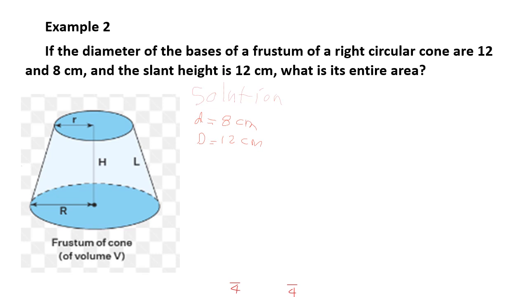Letter A, what is its entire area? So you have the convex area, or LA, equivalent to 12 times pi times 6 plus 4 pi, all over 2, times 12, so your LA equals 376.99 square centimeters.